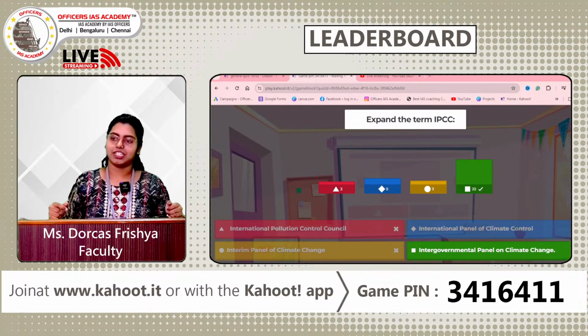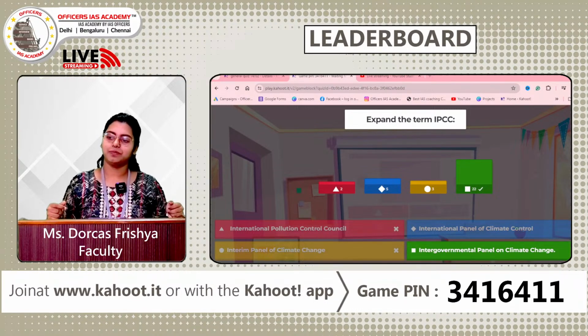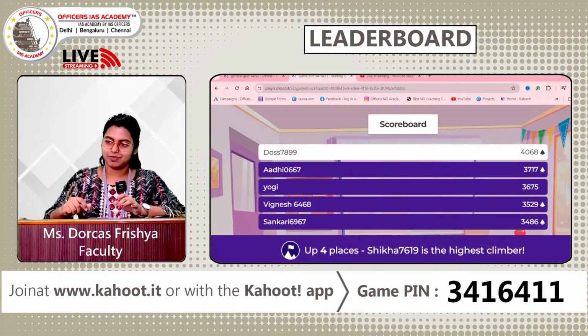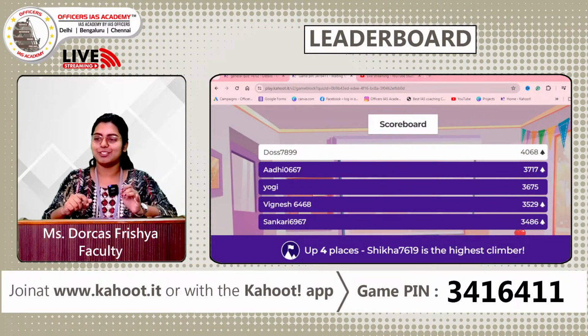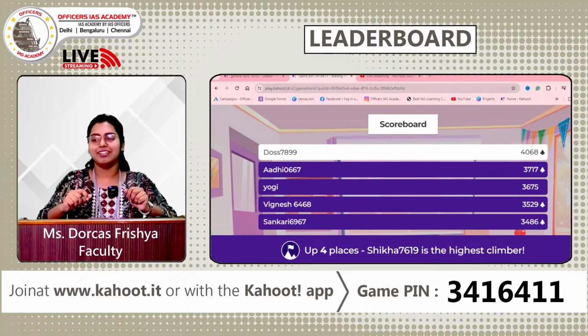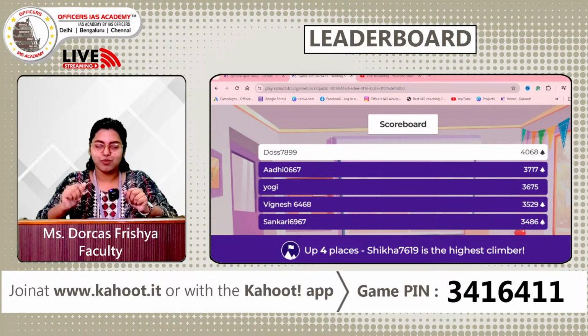All right. So let's look at the scoreboard now. Let's look at the scoreboard. Yes, I can see shifting of position. Das on the 1st position, great work. Adi climbed up, great work Adi, on the 2nd place. Yogi on the 3rd position, Vignesh on the 4th place, and welcome Shankari on the 5th position. Great work, guys. Okay, so let's move forward.